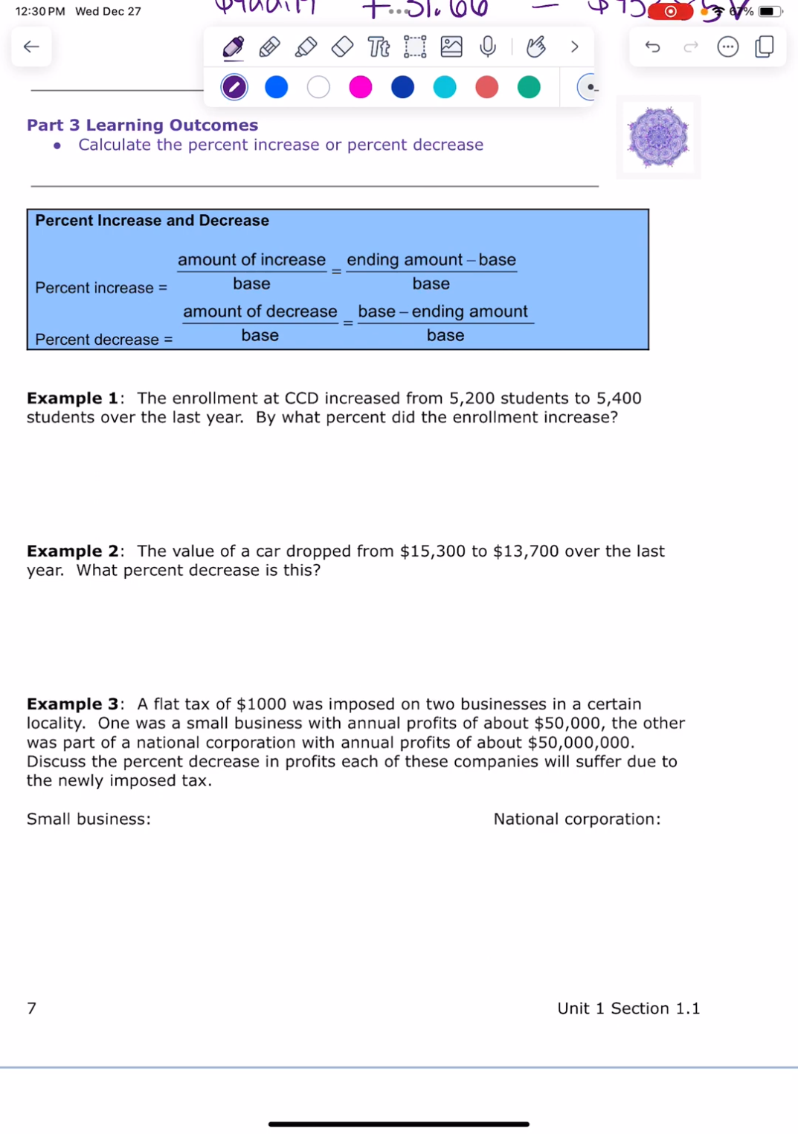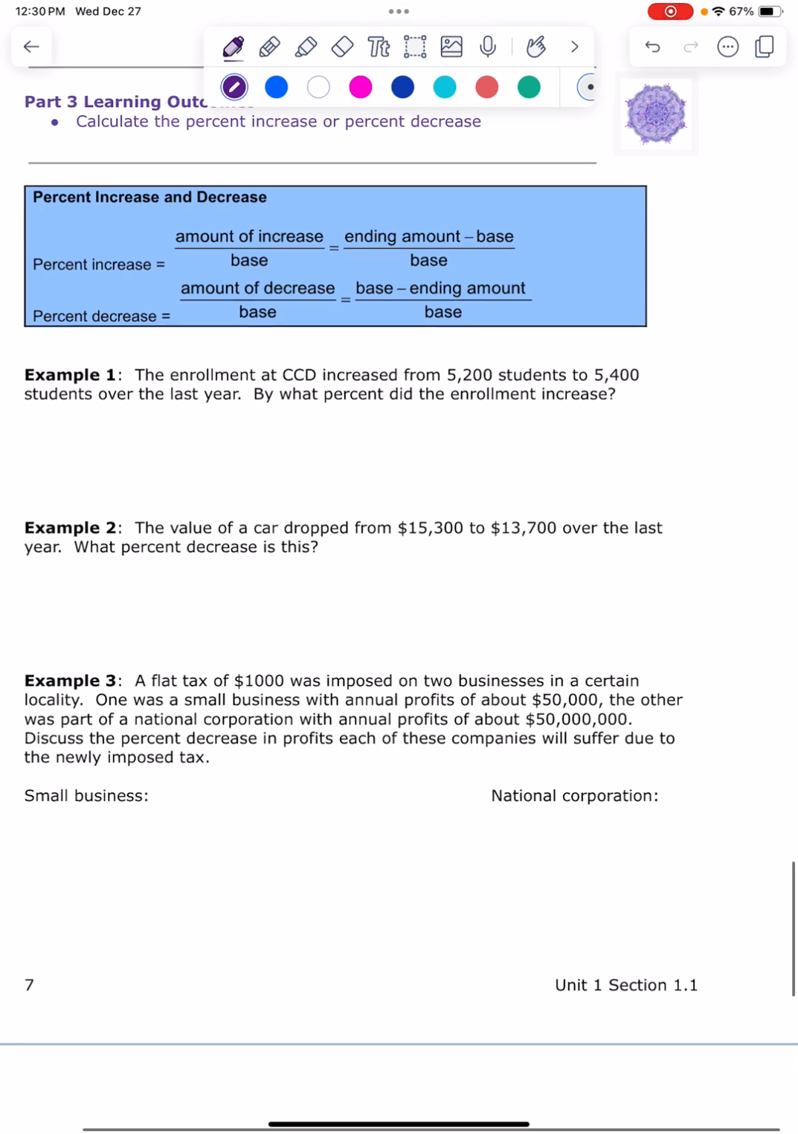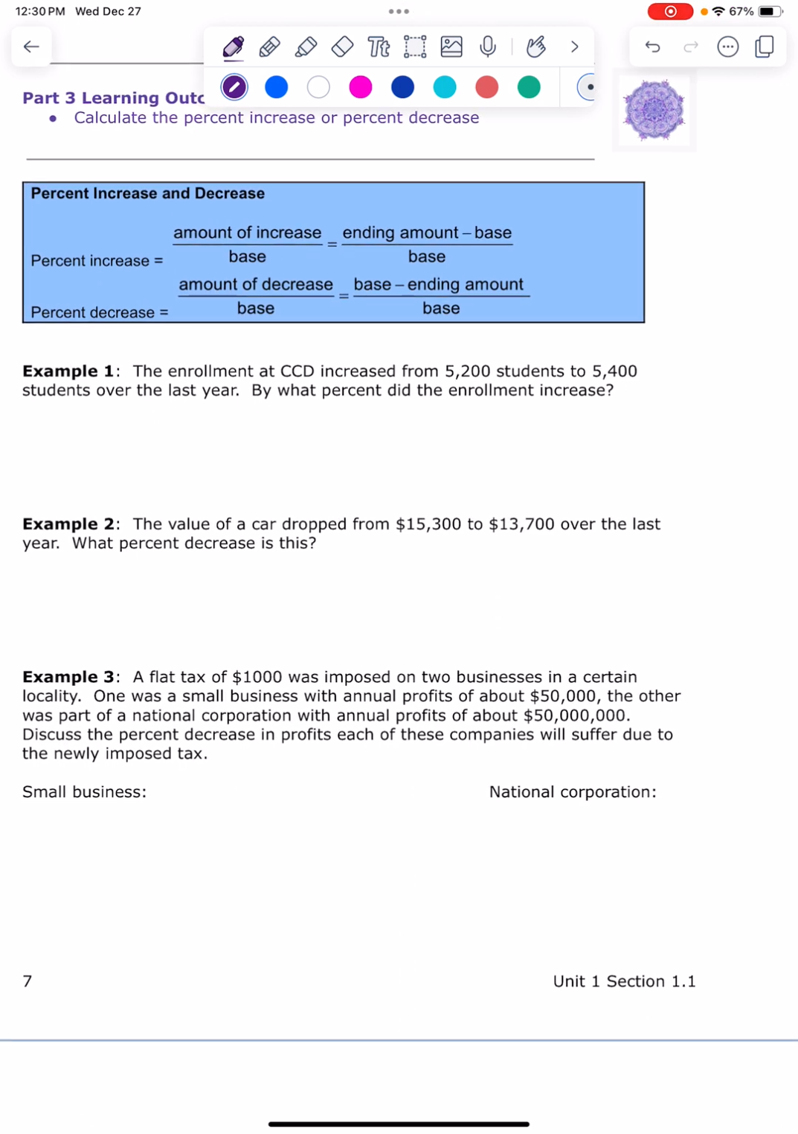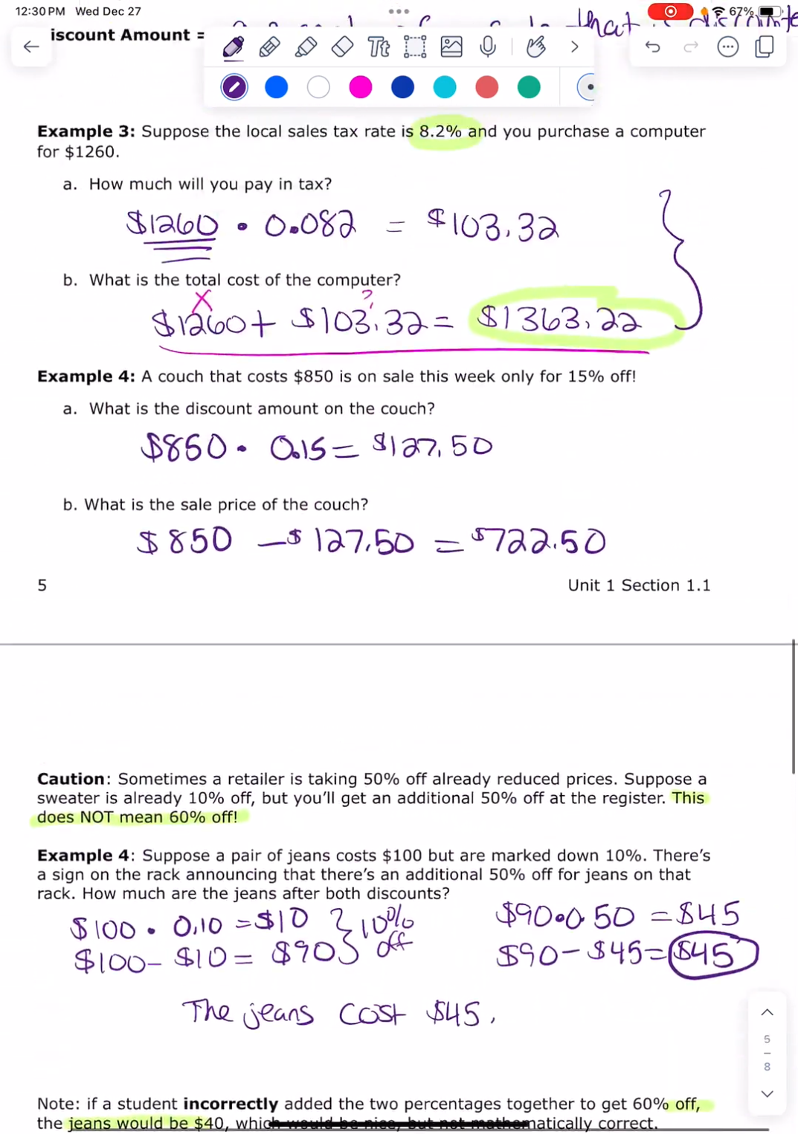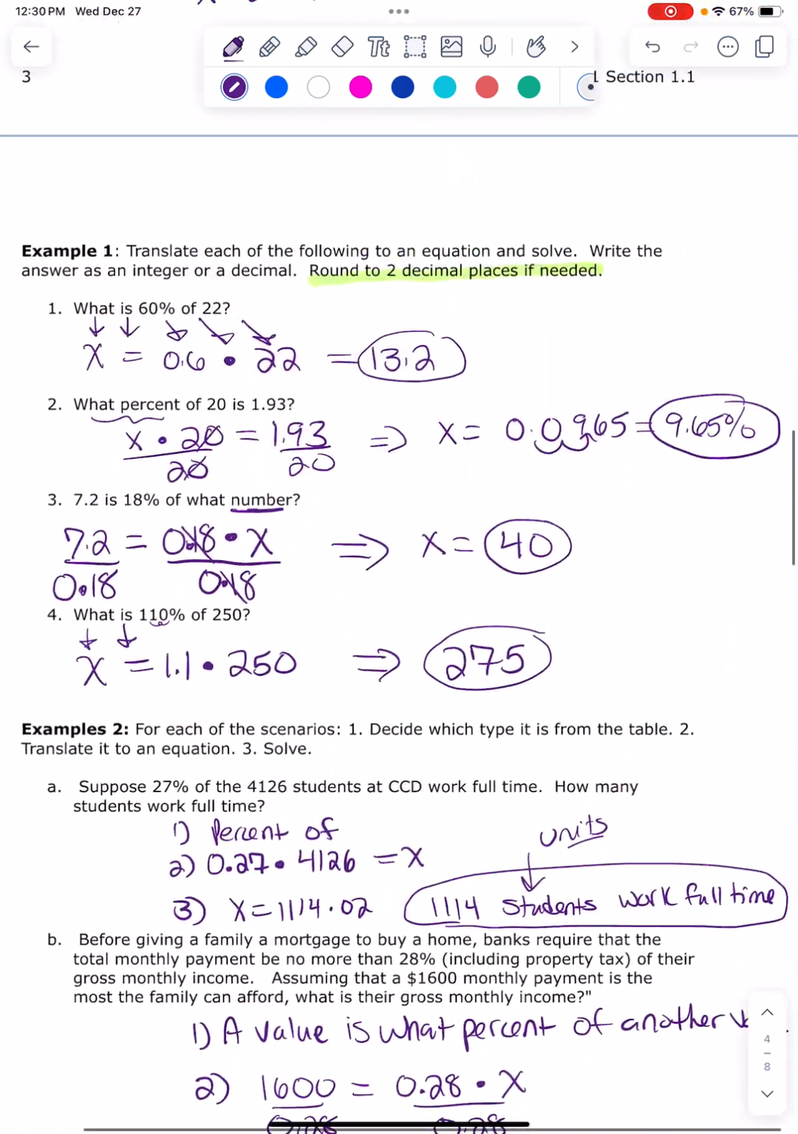Part 3 is calculate the percent increase or percent decrease. So this is another type of percent problem. So far we've learned 4. Recapping here, we have the 3 types from the table.